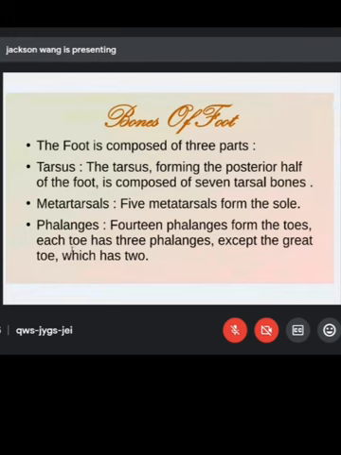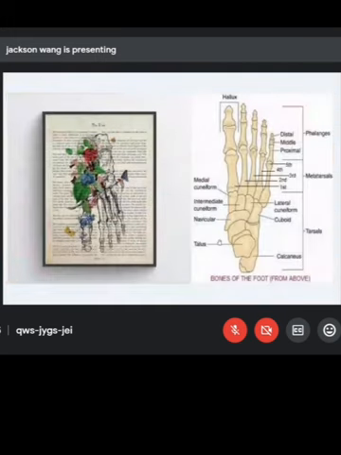So this is the foot, the bones of the foot. From above, so we have the tarsals, voilà. The metatarsals, and the phalanges. Proximal phalanges, the middle phalange and the distal phalange. The great toe has 2 phalanges, the proximal one and the distal one.